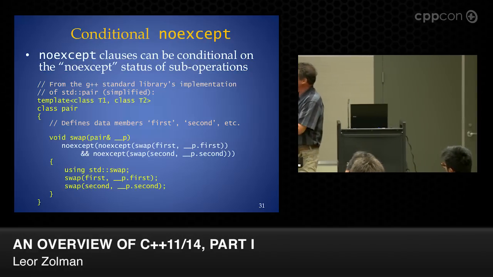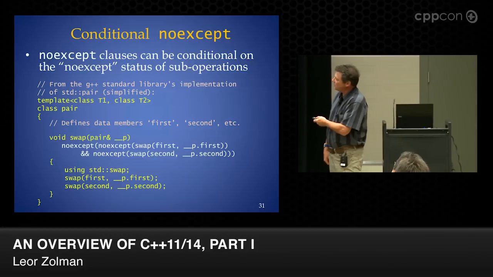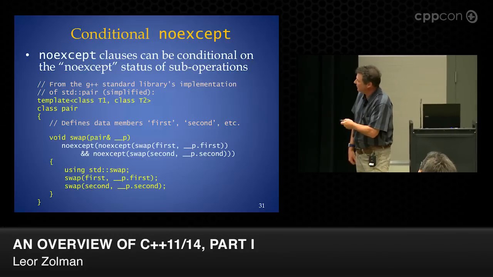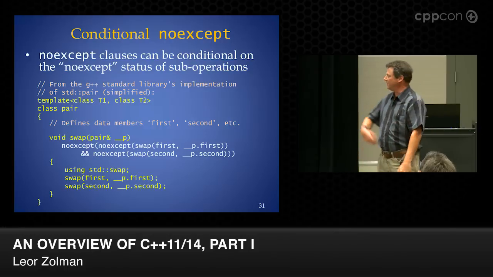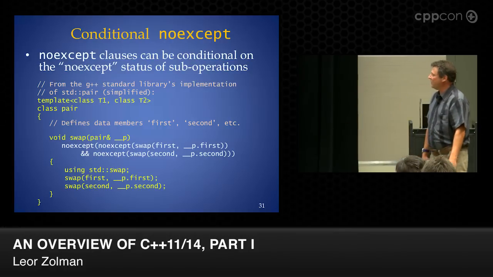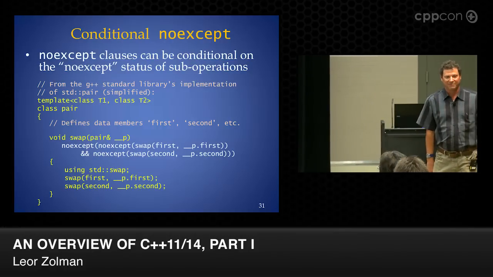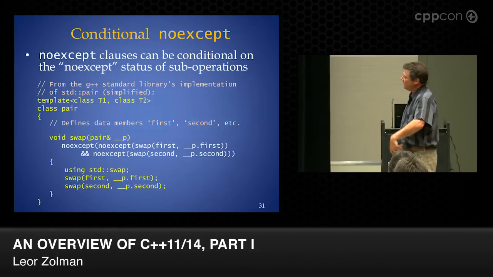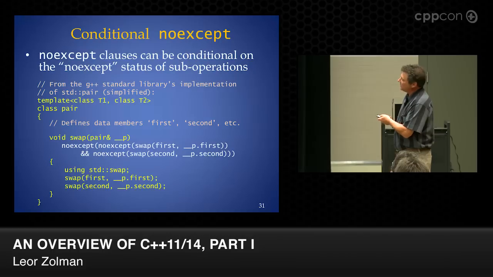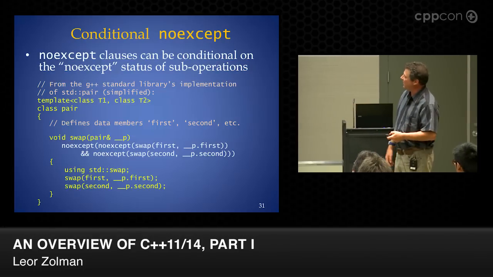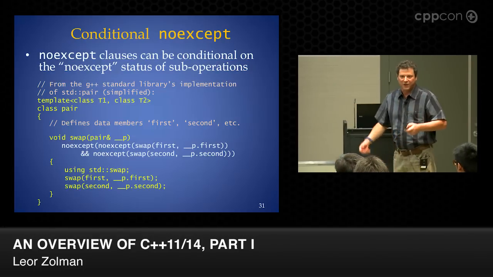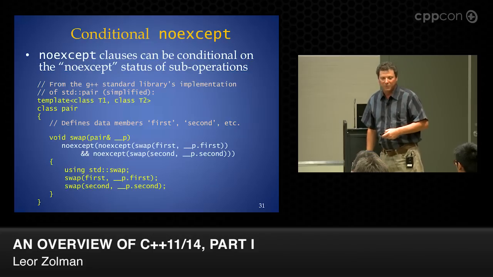This is called conditional noexcept. So it's noexcept open paren, close paren with a Boolean expression in the middle. If that Boolean is true, then it's like saying noexcept. And if the Boolean is false, it's like not saying noexcept. You can make this noexcept conditional on the noexcept status of swapping T1s and swapping T2s. So this is actual code with some of the clutter eliminated out of a G++ header file I found on my machine to look for a real-world example.